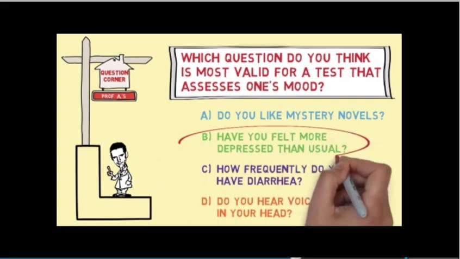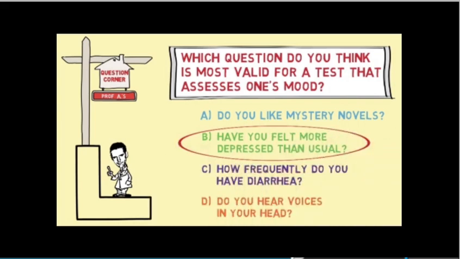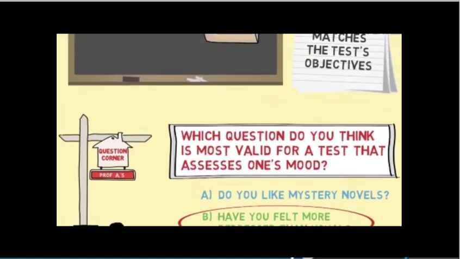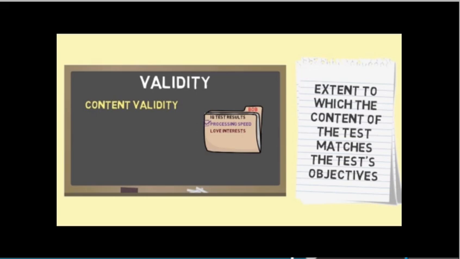If you picked B, then you got it. The most valid question in the assessment of one's mood is B. Have you felt more depressed than usual? Okay, back to the board.